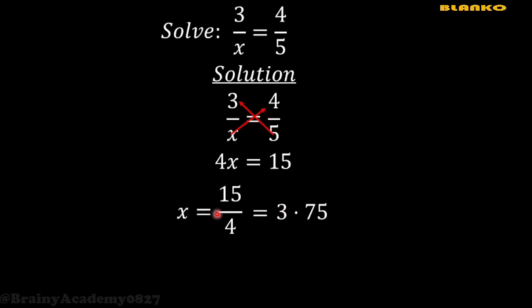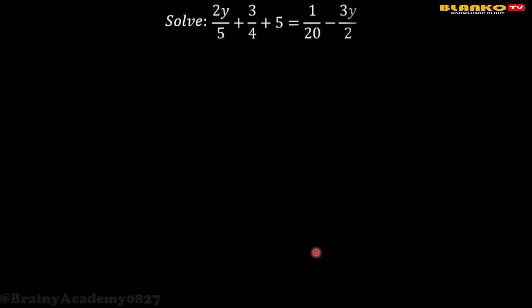3.75. x is equal to what? 3.75. I hope you understand. So our final answer for x is equal to what? 3.75, or 3 whole number 3 over 4. x equals 3.75, or 3 whole number 3 over 4. I hope you understand. Alright, so let's move on with the second example under equations that involve fractions.